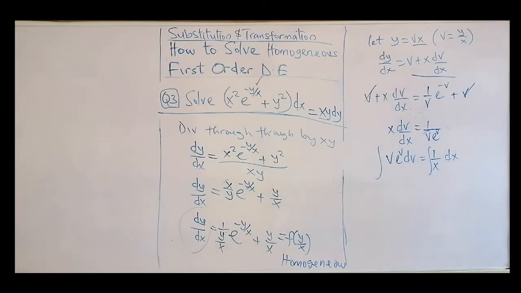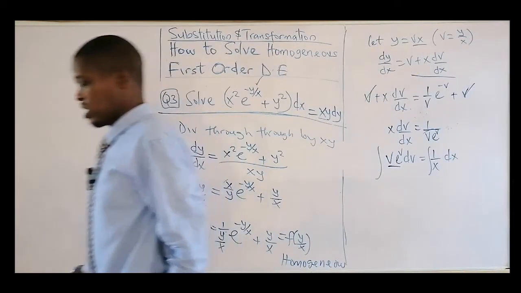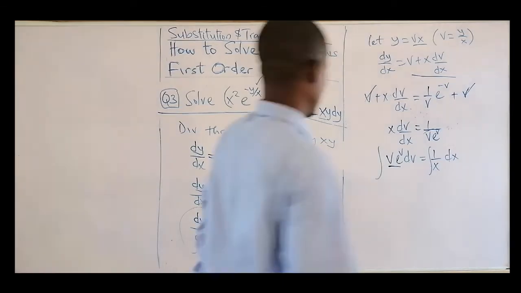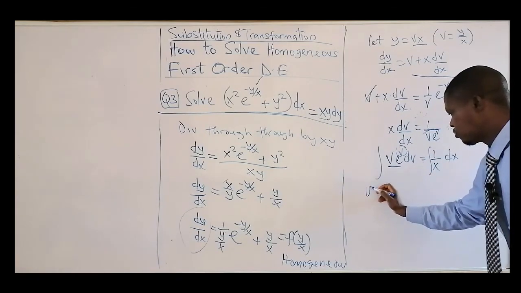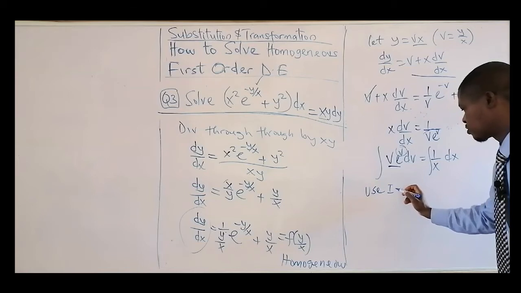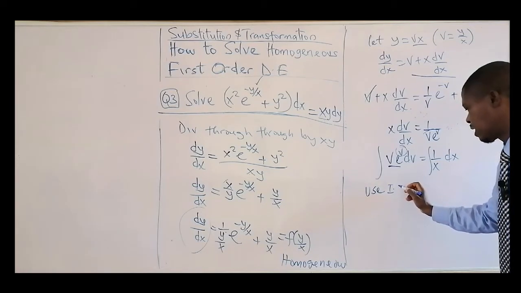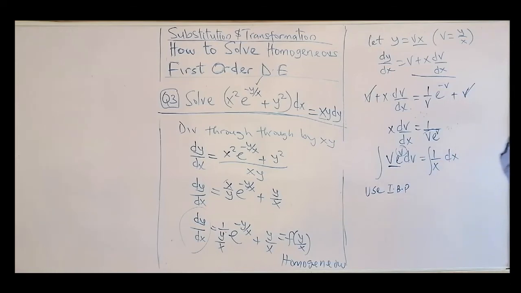So the question now is, how do we integrate this expression? This is a product. We can use change of variable here. I think this one is like 2v, like v squared, we'll have substituted for what? For this one, but it won't work for this. So what we do now is to use integration by parts for the left hand side.